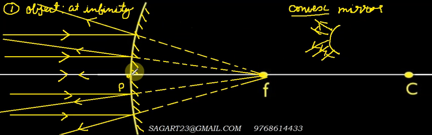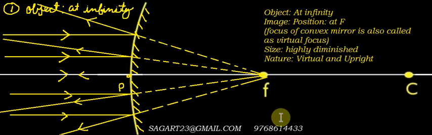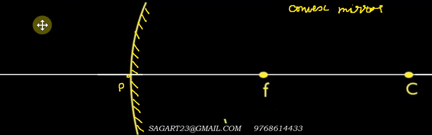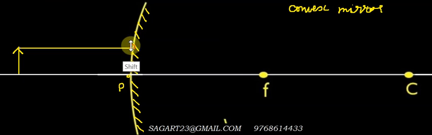Okay, so let's see the characteristics of the image. This is the characteristics of the image formed by a convex mirror when the object is at infinity. Moving ahead, we'll draw the second diagram for convex mirror. So here we have an object. The position of the object is in front of the mirror, and we'll see how the image is formed. So this is the first ray.